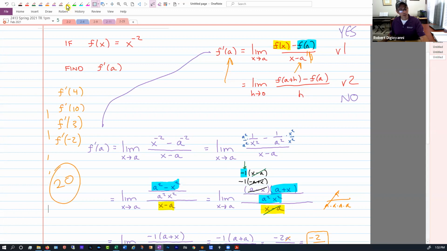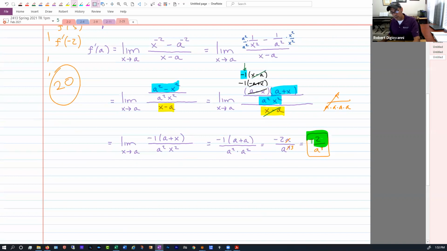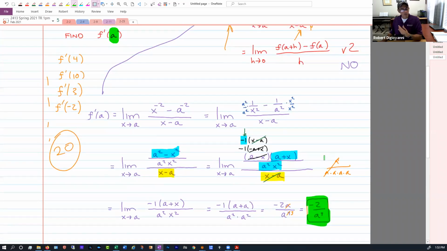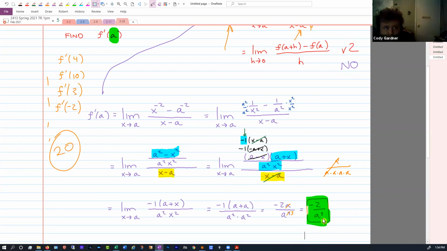So what we've done is we've found a general solution for any a. And our answer is a formula that has a in it. So now, if I want to know the slope of the tangent line at 4, I just plug 4 into this. If I want to know the slope of the tangent line at 10, I just plug 10 in here. 3 goes here. -2 goes here. You see, we had to work hard one time, but now we have a general answer. That's much more efficient than doing them individually one at a time. Yes? Okay. All right. Well, let's move on.